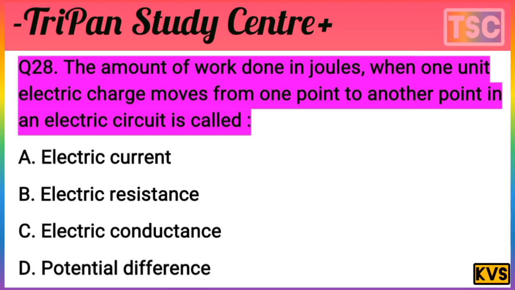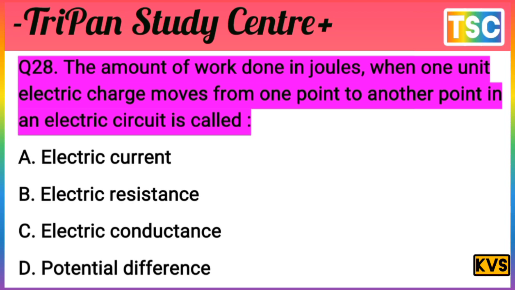The question is clear. The amount of work done in joules when one unit of electrical charge moves from one point to another point in an electrical circuit is called what? Not electrical current, that's the wrong answer. Not electrical resistance. Not electrical conductance. It is called D, potential difference. It means option D, potential difference, is correct here.